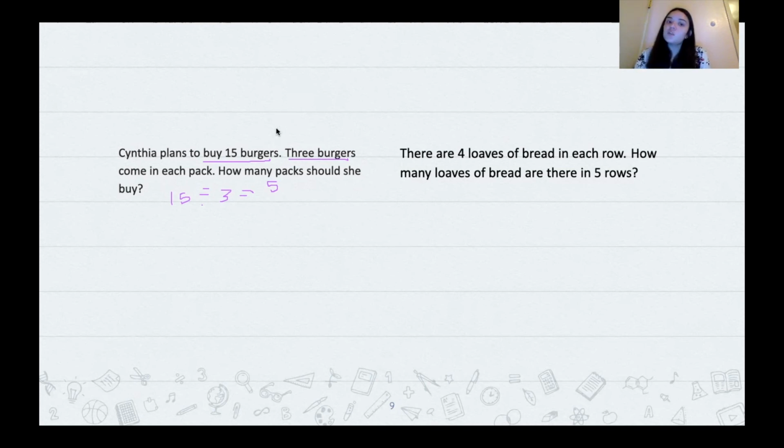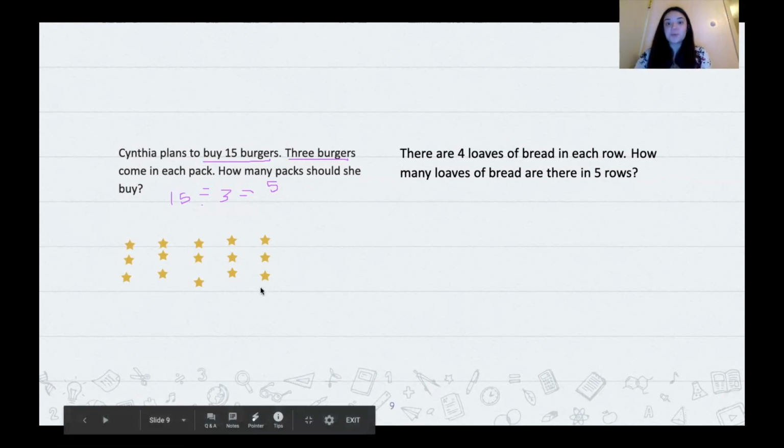If you are still struggling with your times tables and you want some extra help, you can go ahead and draw the picture. So I have 3 burgers in each group, and I want to get to 15. So there's 3, 6, 9, 12, and 15. So here I can see that I have 15 burgers altogether. There are 3 in each pack, and there are 5 packs.